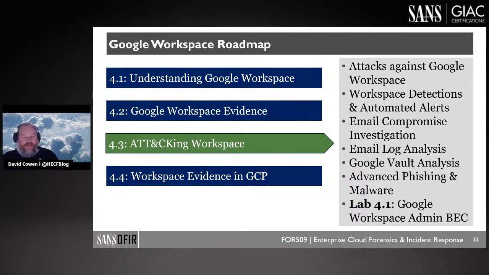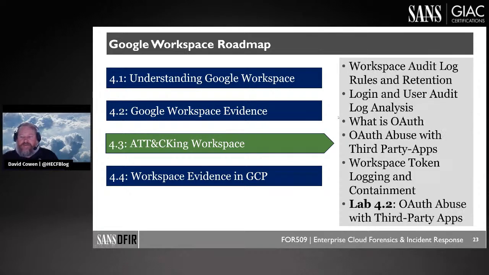So next we go through attacking Workspace. We start talking about some of the different kinds of major attacks we see in GWS. The first one is an email compromise investigation, and we talk about how to track down logs inside of both the Google Workspace email search as well as Google Vault, and then moving into a BEC lab in Google Workspace. From there, we start talking about OAuth.